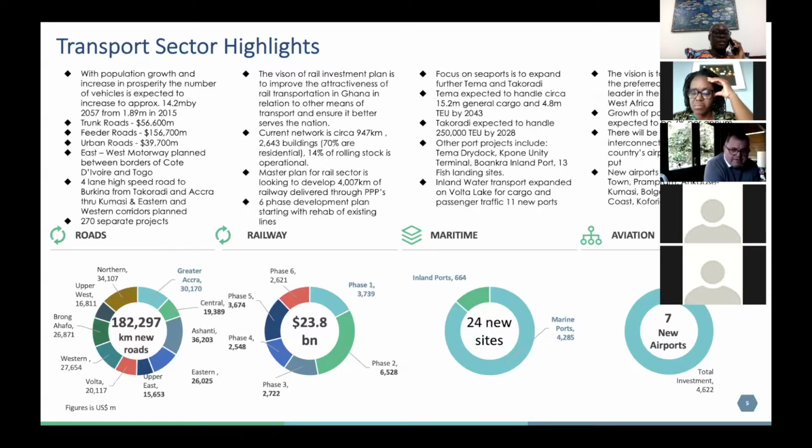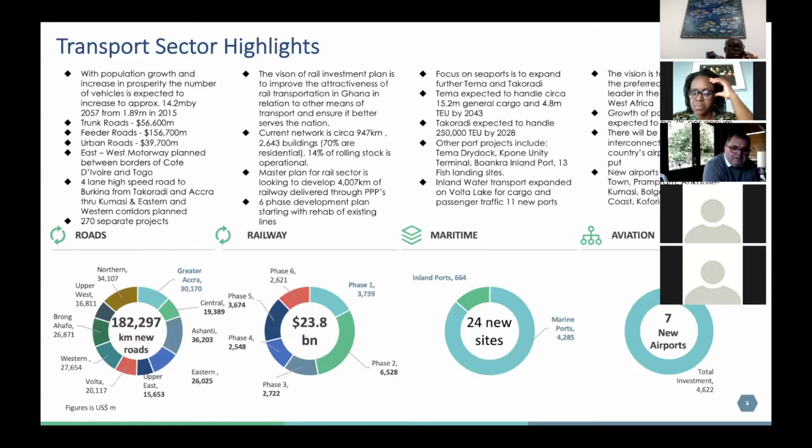There are the sea ports, and you can see a significant investment in the marine ports. Some of that has already been done with the MPS investments, with 1.5 billion already committed to that. But on the inland ports, there's still significant investment on the Volta Lake, one at Akosombo and Buipe, but there are also additional ports on the Volta Lake, giving you about 20 different smaller ferry sites there.